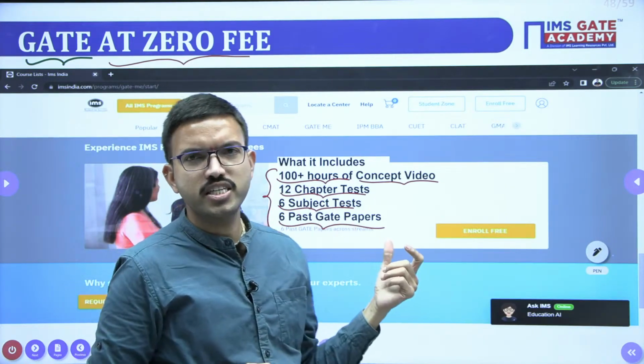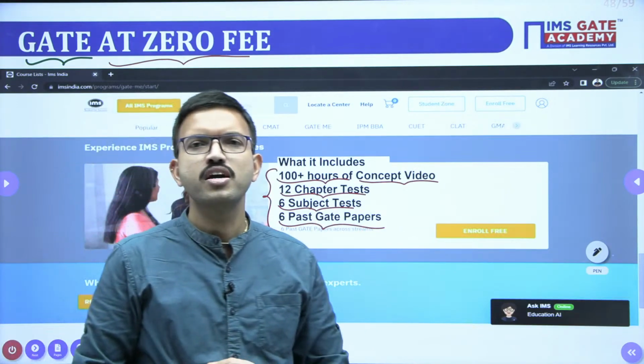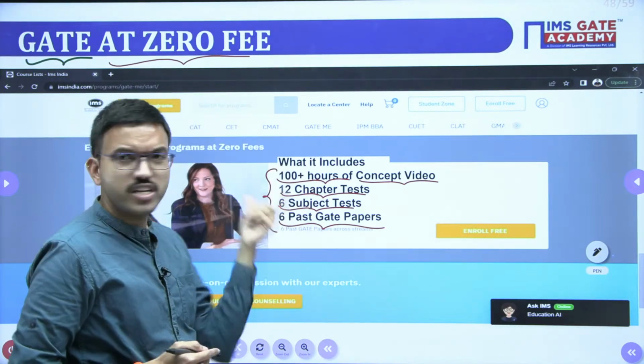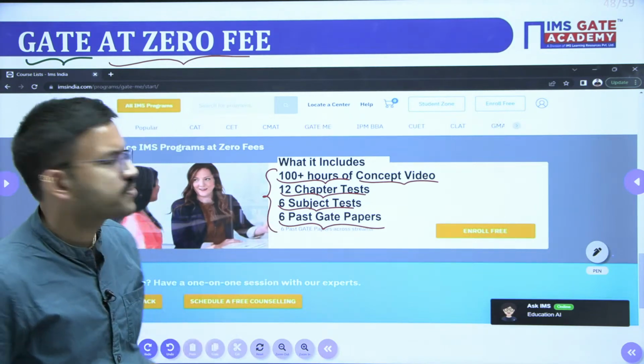So kindly share this information with your friends and juniors also, so that they can have access free of cost. Definitely these concepts will be very useful for your GATE exam.